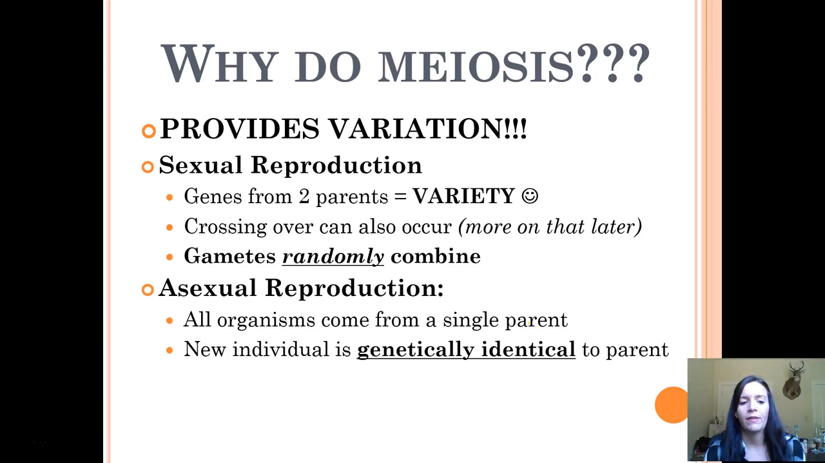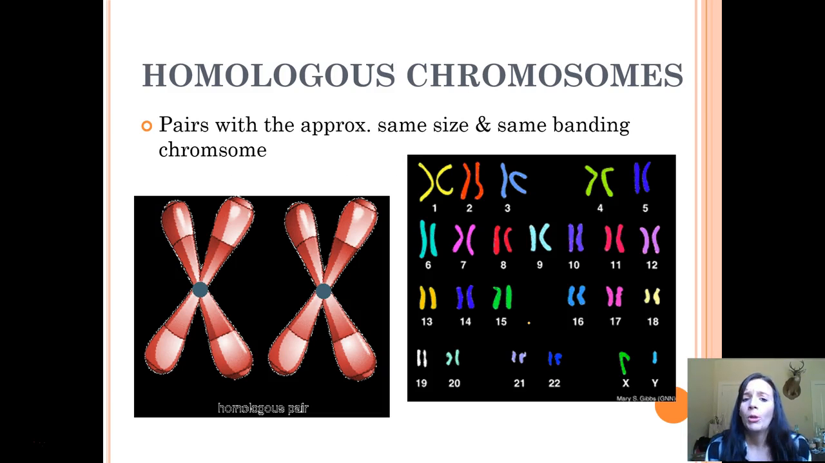Asexual reproduction, on the other hand, is when all organisms come from a single parent. So it's basically a clone. That new individual is genetically identical to the parent. Homologous chromosomes is a term that you also need to be familiar with, and these are pairs of chromosomes with approximately the same size and same banding on the chromosomes. So that size and shape that we talked about, they're pairing up into homologous pairs.